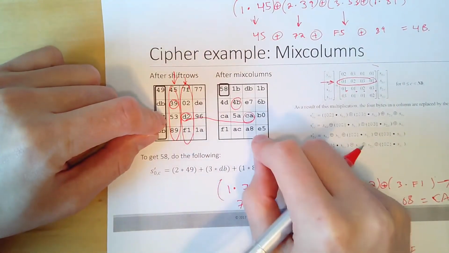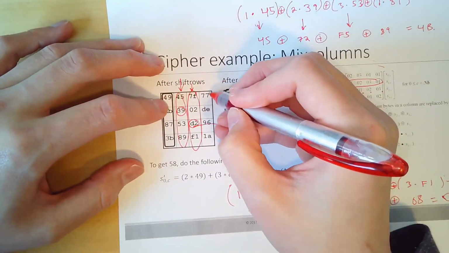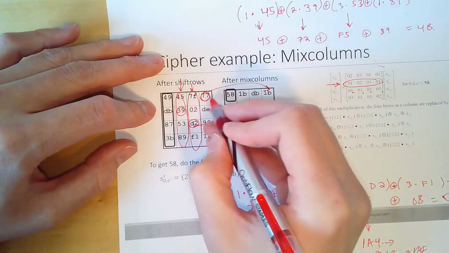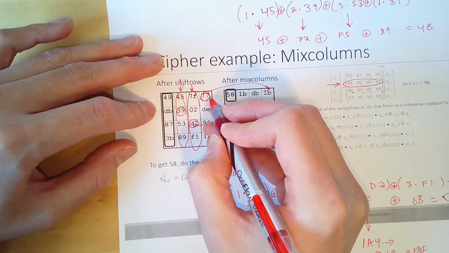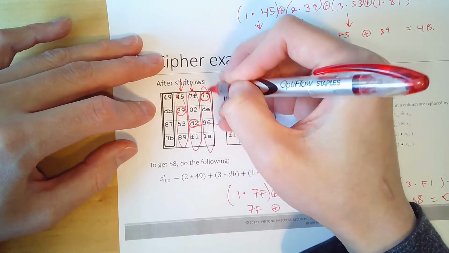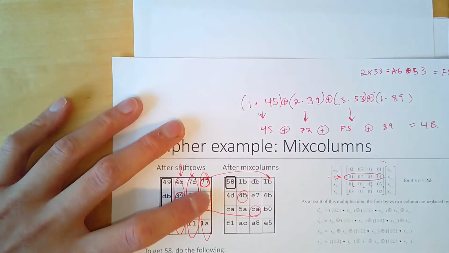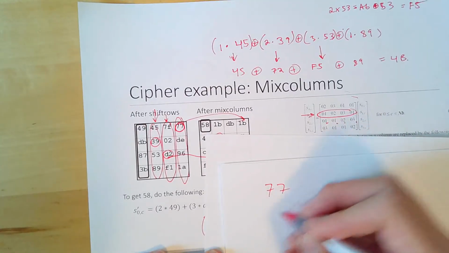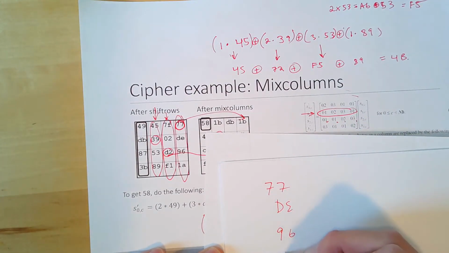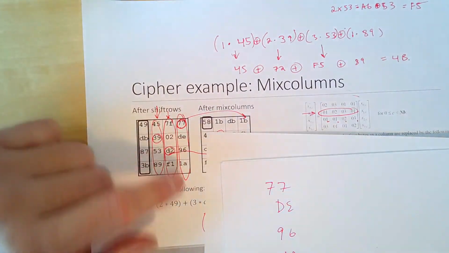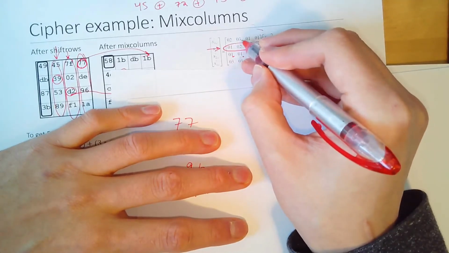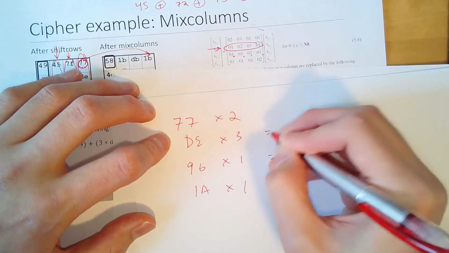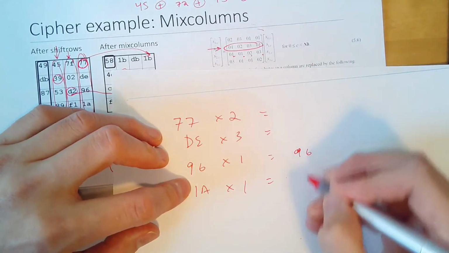Okay, so let's go back to this table here. From the ShiftRows to MixColumns stage, if we're looking at 77, we want to find the replacement for 77. We're in the first row, last column. Use the last column. Last column is 77, DE, 96, and 1A. But 77 is in the first row. So first row is 2, 3, 1, 1. That's times 2, times 3, times 1, times 1. That's 96. That's 1A.